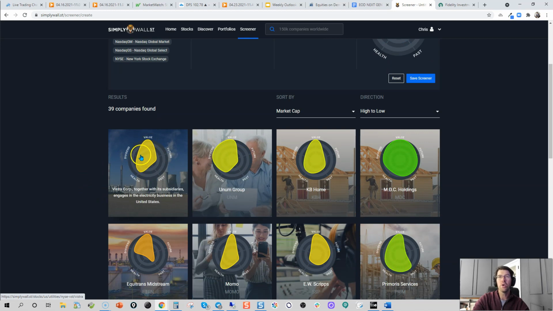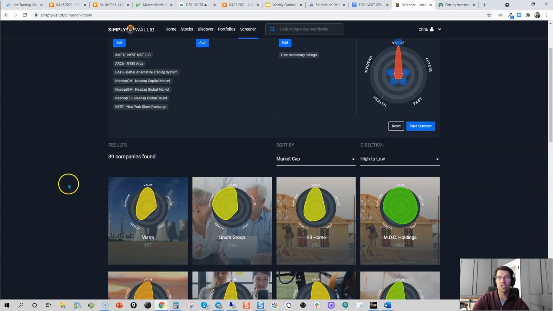This is a lot of value, decent dividends, pretty healthy company financially. This is lots of value, big dividends, and pretty healthy financially. A lot of value, decent health, decent past performance. MDC Holdings, I would say, is one of those perfect stock scenarios, which is great. So pretty cool just to get an at-a-glance look. And again, remember, there are like 8,000 stocks out there. So to whittle it down to 39, I'm pretty interested in 39.